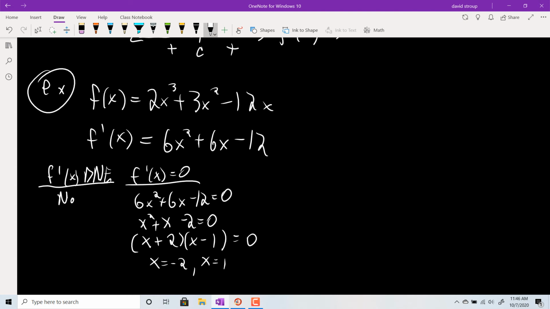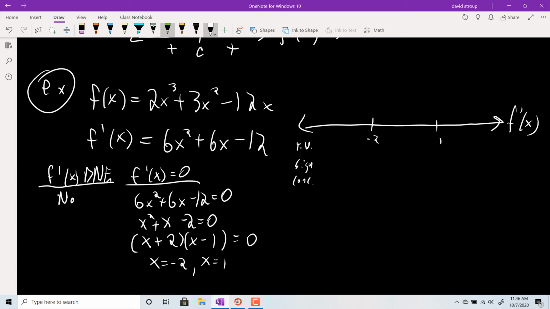Okay. Go to our number line. I need test values, signs, and conclusions. I'll do this in red. So I'll try x equals -3. And I'm going to plop that test value into this factored form here because it'll be easier on my brain to evaluate it. Right, so if I put -3 in there, it's -3 plus 2 is a negative. -3 minus 1 is a negative. A negative times a negative is positive, so it's going up.